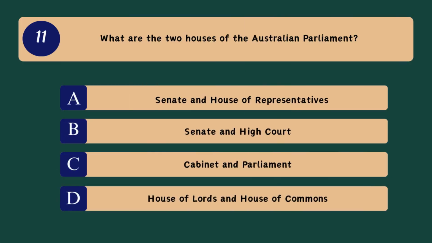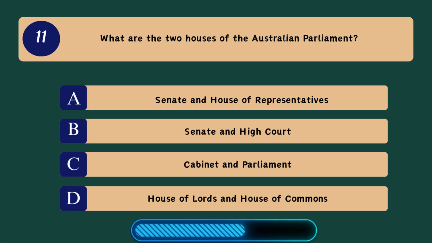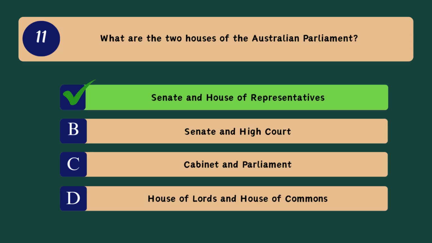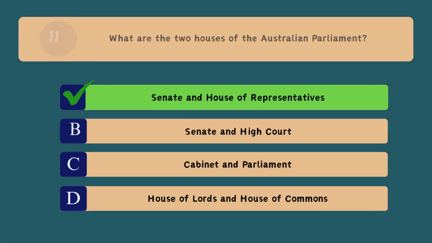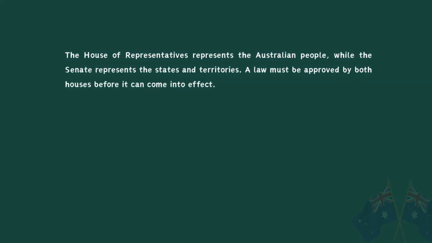Question 11. What are the two houses of the Australian Parliament? A. Senate and House of Representatives, B. Senate and High Court, C. Cabinet and Parliament, D. House of Lords and House of Commons. Correct answer. A. Senate and House of Representatives. The House of Representatives represents the Australian people, while the Senate represents the states and territories. A law must be approved by both houses before it can come into effect.